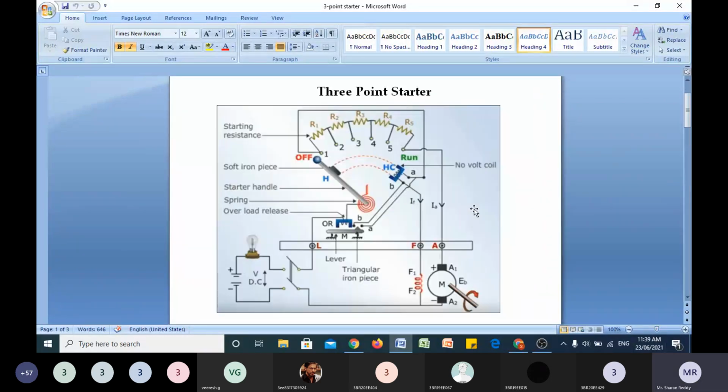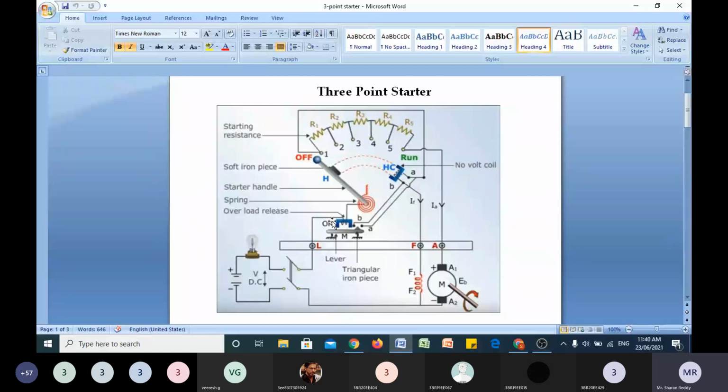The same explanation I explained already. Here three terminals are L, F, and A. F means it is connected to the field. A is the armature, and this armature is connected in series with the variable resistor R. And 1, 2, 3, 4 are the studs. What I showed in the video, copper studs are there, and a handle. There is a soft iron piece also here. It is a spring connected to the line terminal.